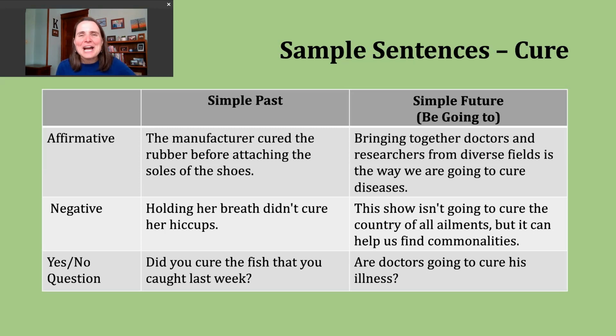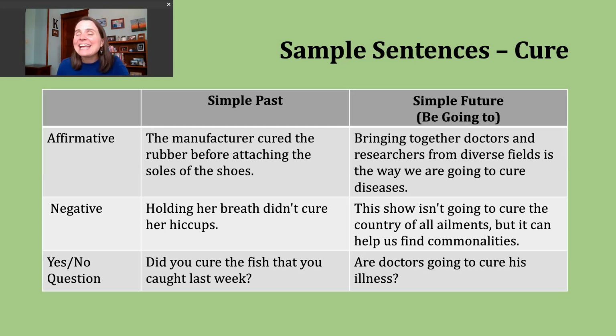The nice thing about making sentences in the simple past tense is that our structure will stay the same. So in the affirmative, you'll start with the subject, and then you're going to use the ed form of the verb. You can see that in my example. The manufacturer cured the rubber before attaching the soles of the shoes. Right? So we're talking again about that hardening of the rubber.